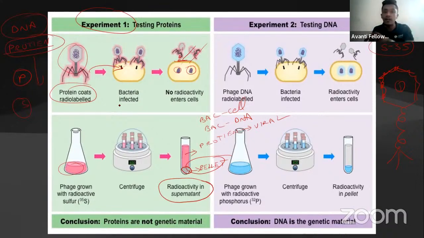In case it was injected into the bacterial cell, obviously the pellet should have been radioactive. Here the supernatant is radioactive. So that proves that protein is not participating. Now, how do we know this? We'll see the next experiment.